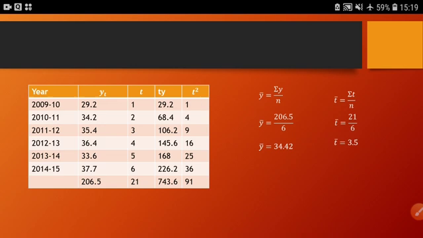So years are given from 9-10 up to 14-15. As I told you, there are 6 years, so your t will start from 1, 2, 3 and go up to 6. Your y will be 29.2, 34.2 and go up to 37.7. So your total of y is 206.5. Then your total of t is 1, 2, 3, 4, 5, 6, and that is 21.